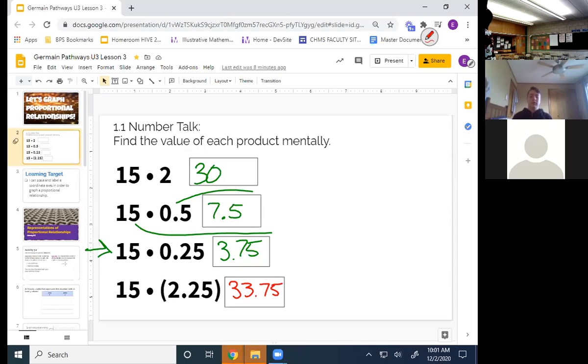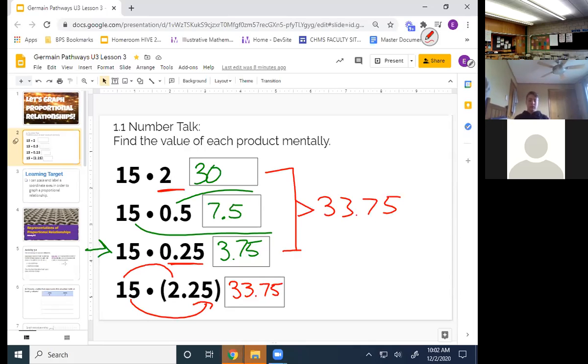We could say the same thing as multiply 15 times the 2, 15 times the 0.5, and we already have both of those products here. We have 30 and we have this 3.75, right? So we can add them together to get that total product of 33.75.